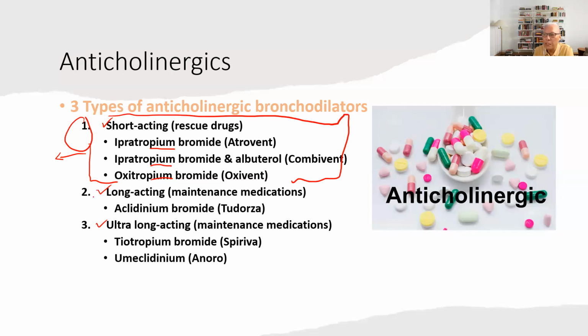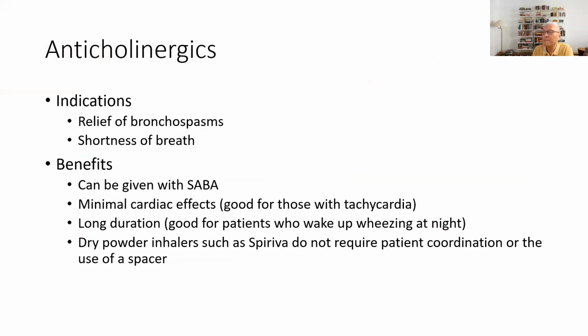These are going to be regular maintenance medications. Okay? So the only thing I wanted you to remember about anticholinergics are the cholinergic effects. Those are the most important ones. So these medications are good for the relief of bronchospasms as well as shortness of breath. The thing that is advantageous about this is you can combine your short-acting beta agonists as well as your short-acting muscarinic antagonists, or anticholinergics.